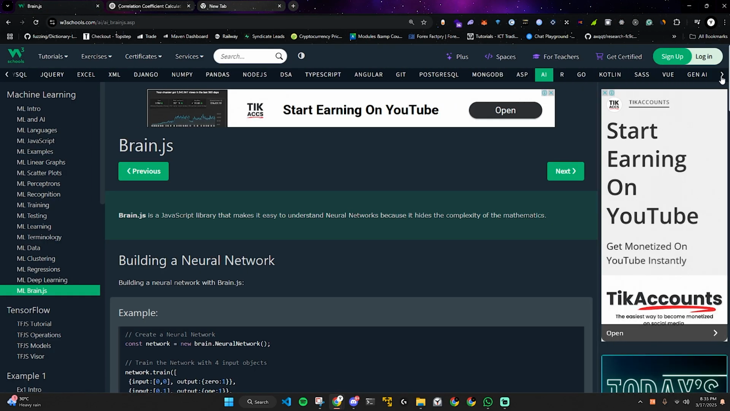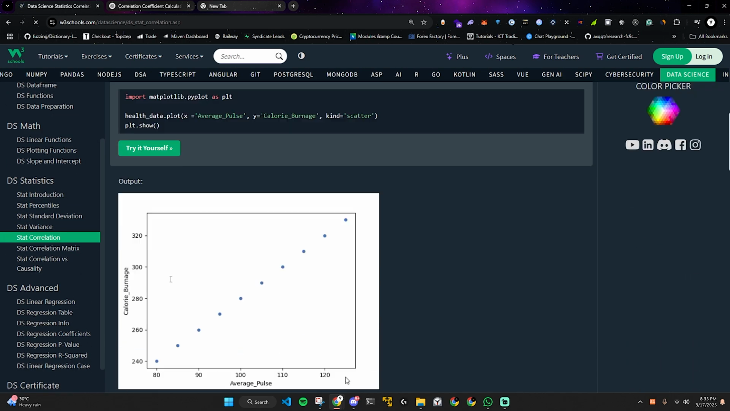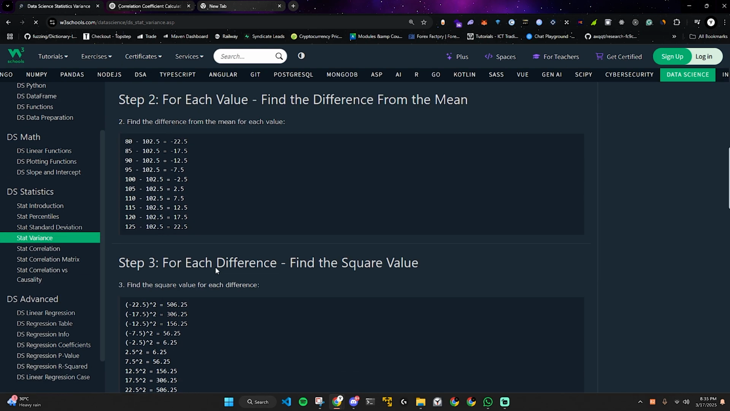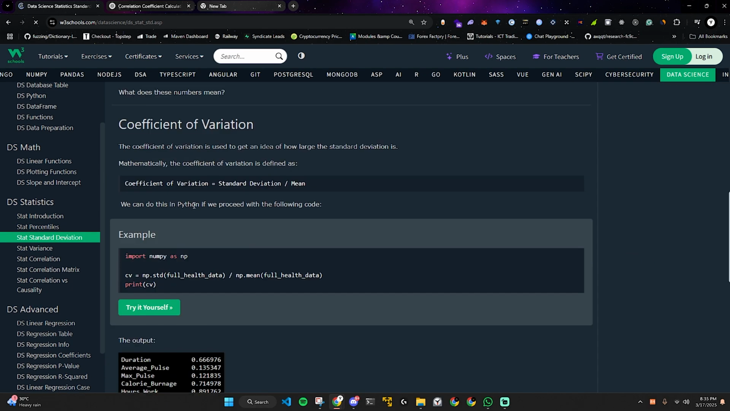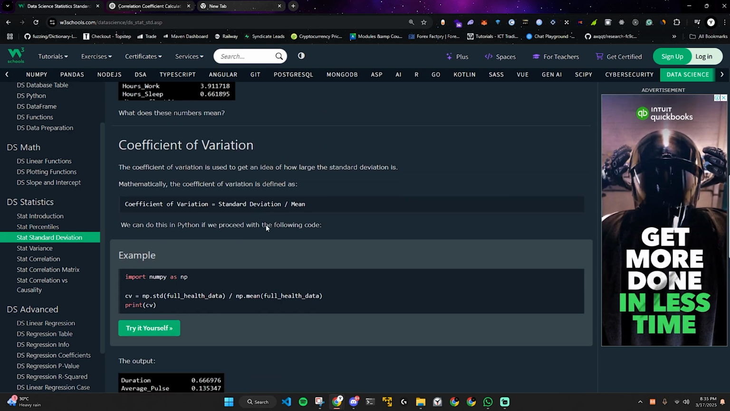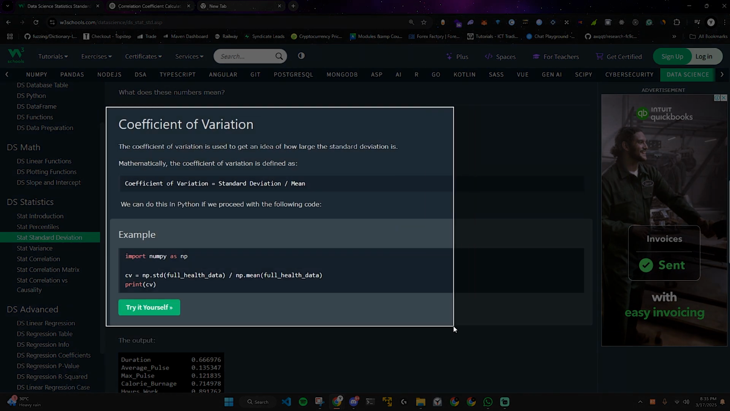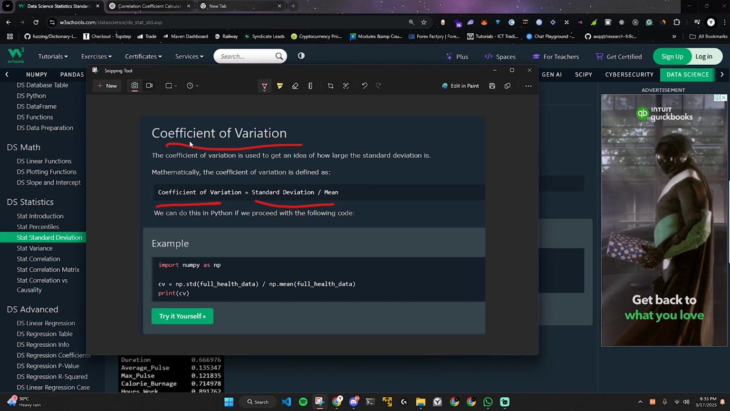Let me check something real quick, guys. For example, okay, so over here we have the correlation. So once we have the correlation, this is the variance and standard deviation. So that's the square root of the variance, obviously. As you can see, standard deviation divided by mean is the coefficient of variation, not correlation coefficient. So it's the coefficient of variation. That's what it is. So coefficient of variation is the standard deviation divided by the mean, right?